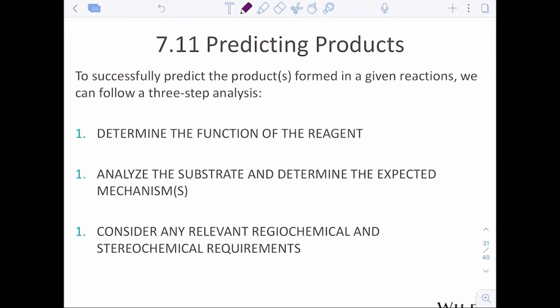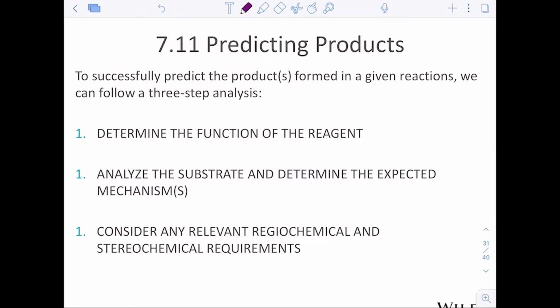Hello and welcome to our discussion on predicting products. We're going to be focused on our alkyl halides today, so our halogen leaving groups, but this prediction of products is just a really good overview. No matter what reaction we are doing, we should be able to follow this three-step analysis.